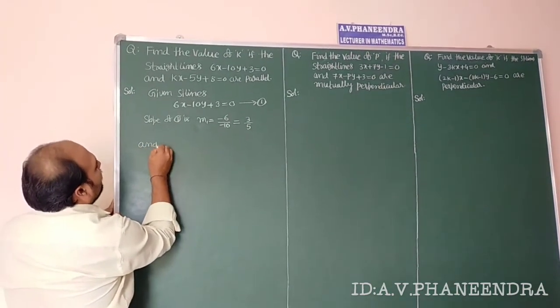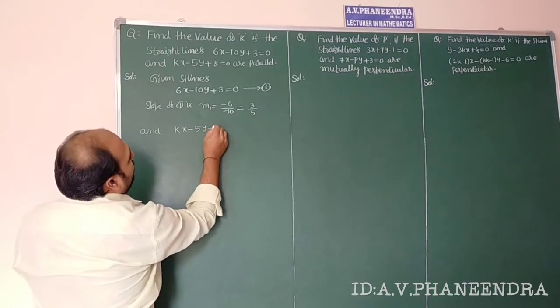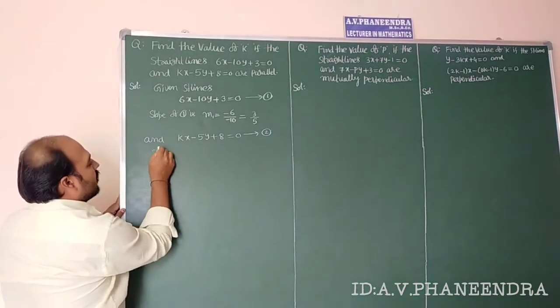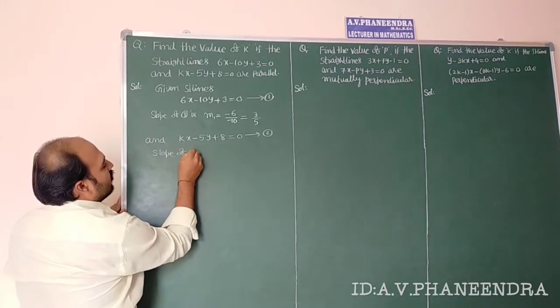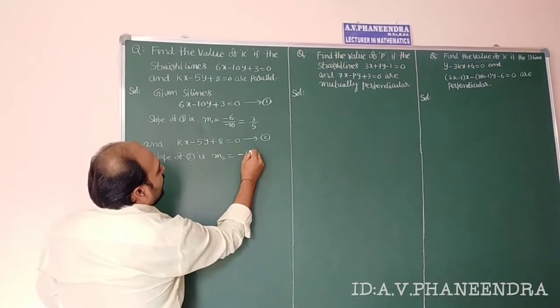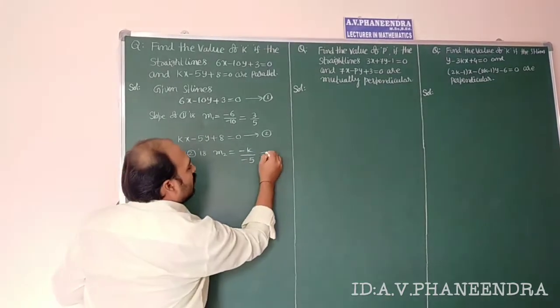And what is the second line? kx minus 5y plus 8 equal to 0. Keep that equation number 2. And slope of equation 2 is m2 equal to minus k divided by minus 5, minus x coefficient by y coefficient, which is equal to k by 5.